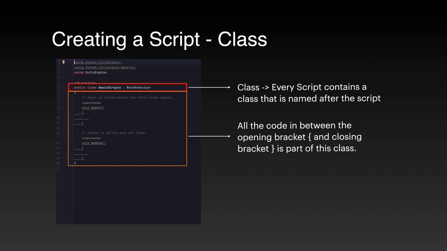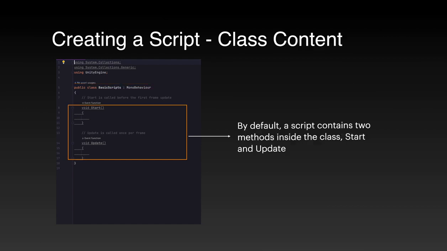And Update means that this will be called once per frame. So for example, animation or motion. If you want to make things move, or things continuing to update, then Update is a good method. By default, a script contains two methods inside the class: Start and Update. And you can add more, but Start and Update are the two that normally we will use, so that's why it's default.